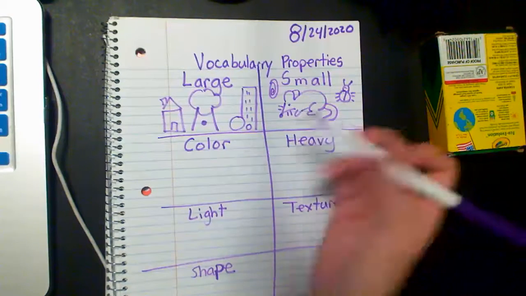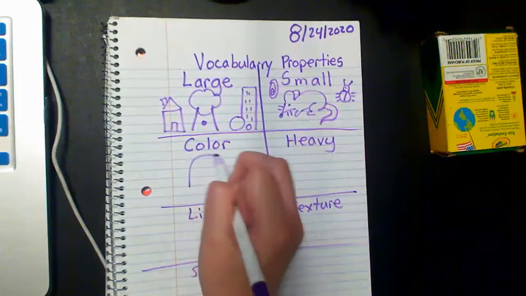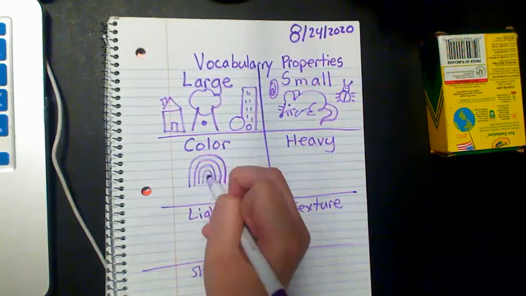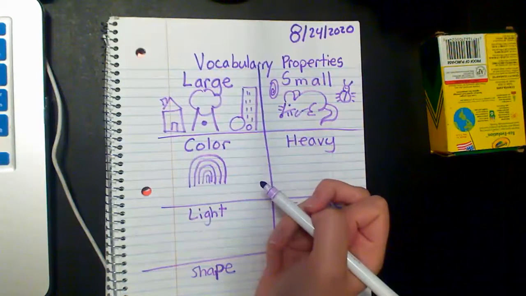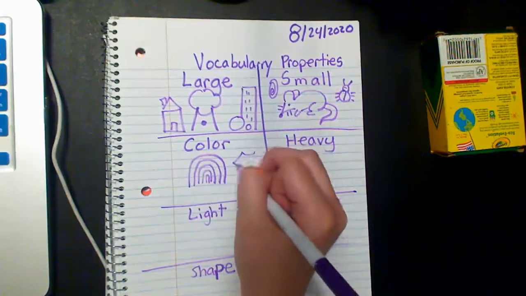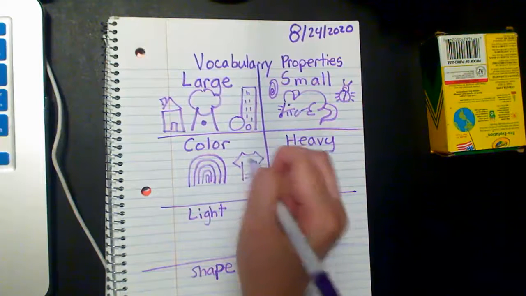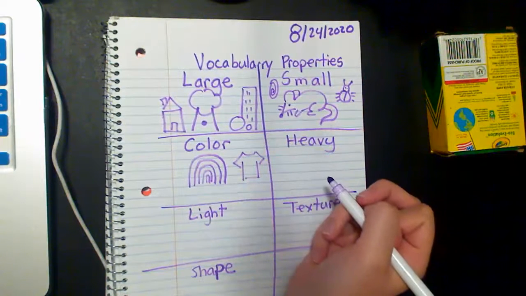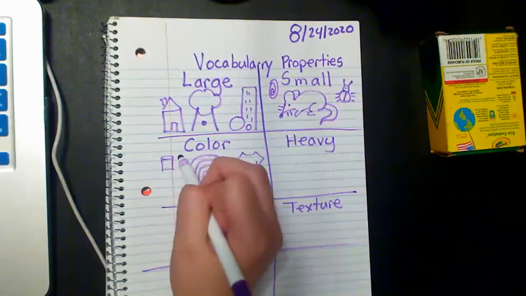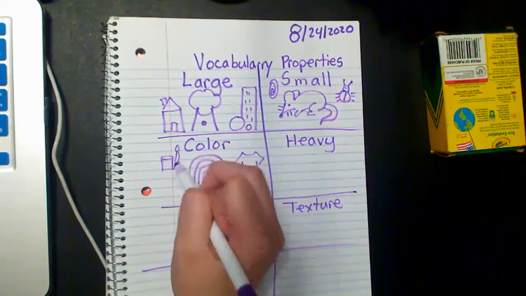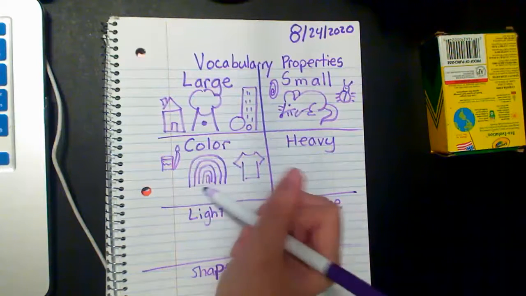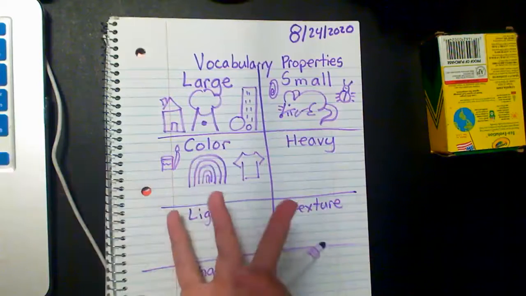Okay, now for color, what we did is we drew a rainbow and we did all the colors of the rainbow because the rainbow is very colorful. There's a lot of colors in the rainbow. You could also draw a shirt that has lots of colors on it and color it with all different colors. Maybe a paint can or a paintbrush for color. Anything that'll help remind you of color. But we did a rainbow because we knew rainbows have lots of color in them.